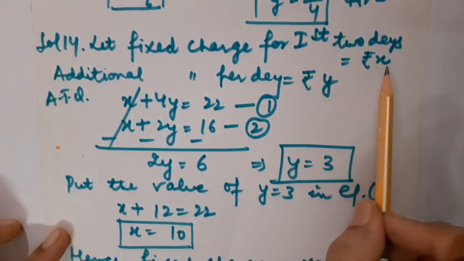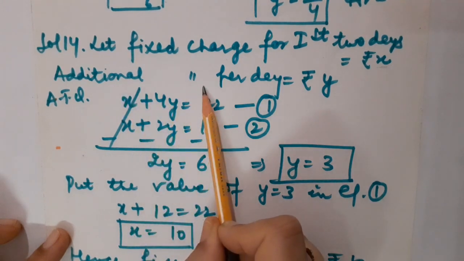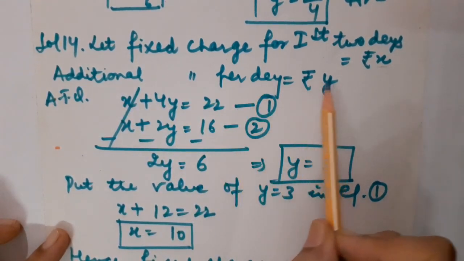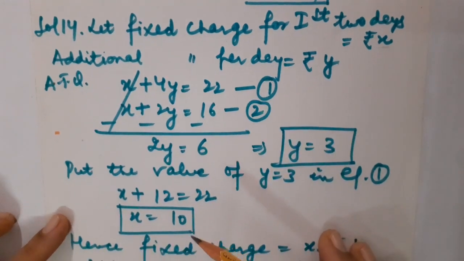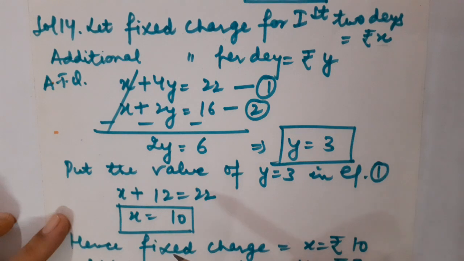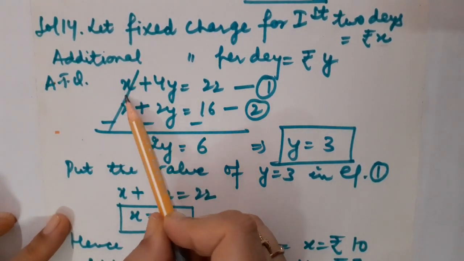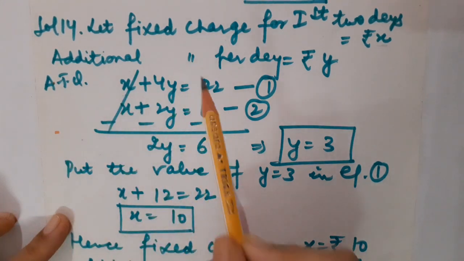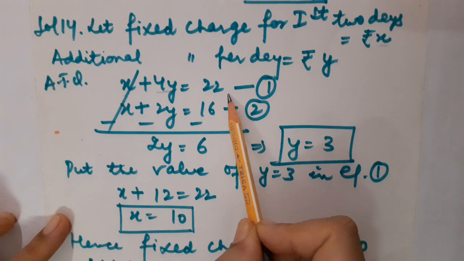that I have assumed, that is rupees x, and an additional charge will be there per day, that I have assumed as rupees y. Correct? There is a girl Latika who paid rupees 22 for a book which she kept for 6 days. So x is the fixed charge which will be paid for 2 days. So for the rest 4 days she is going to pay 4y. That must be equal to 22.